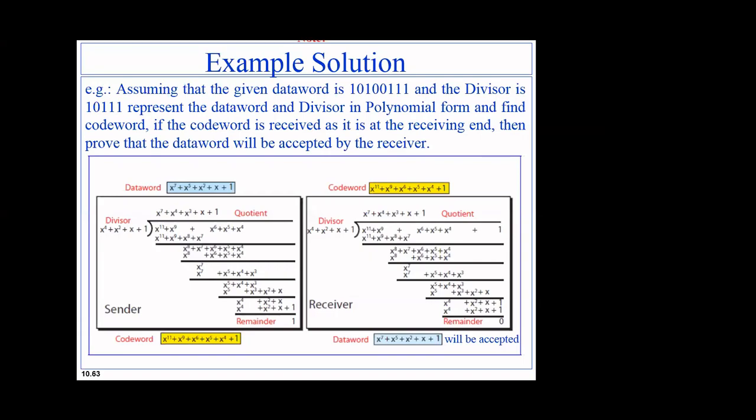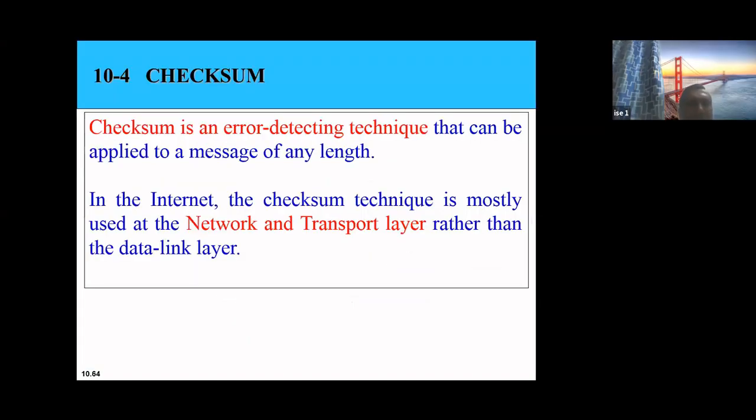Now we will go for the next topic, which is called checksum. Basically, checksum is a technique to detect errors. Generally it is applicable in the network and transport layer rather than the data link layer. In the data link layer you have CRC, cyclic redundancy check, which we'll see later. Checksum is mainly in the transport layer. Here it is written as network layer also, but it is the transport layer.